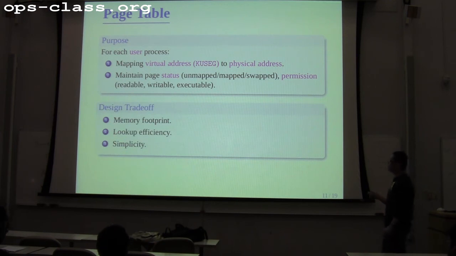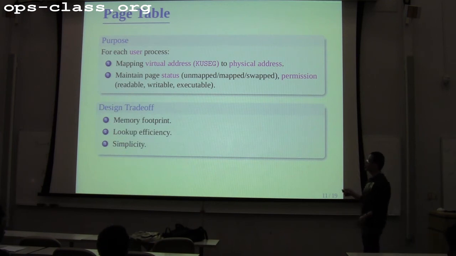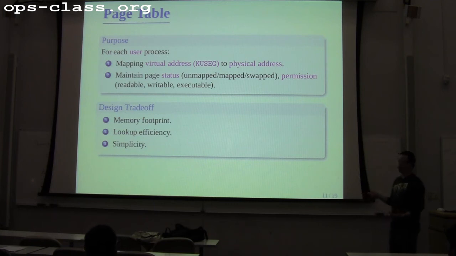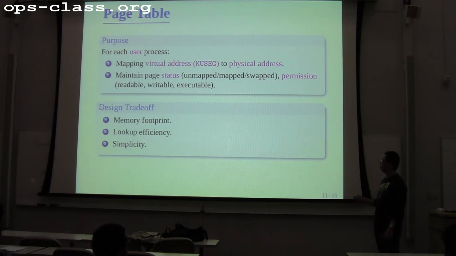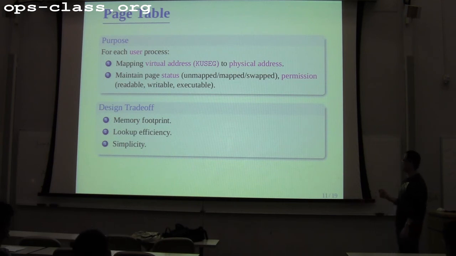When you design the page table, a few trade-offs to consider: what's the memory overhead of the page table, right? If for each 4K page you have a very huge page table entry, then the overhead will be large. That's what you want to minimize. Also lookup efficiency, because the lookup happens quite often, so you want to speed up the lookup time. And also keep it as simple as possible for implementation purposes.